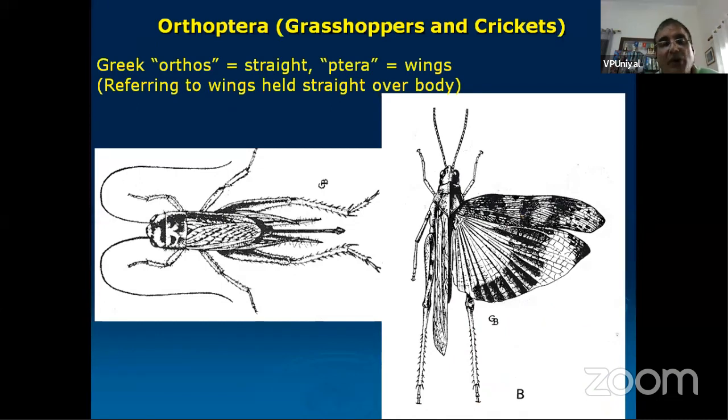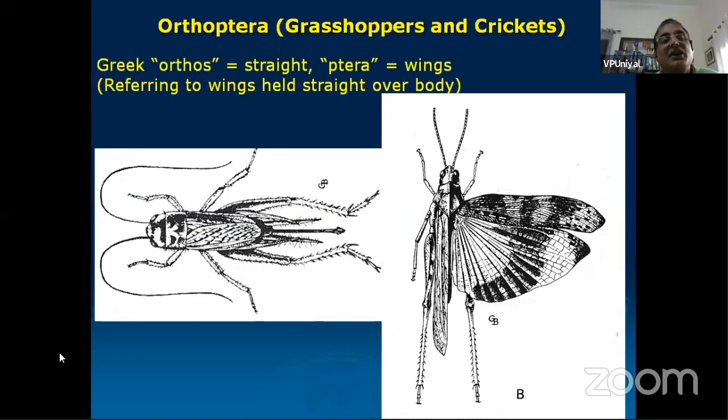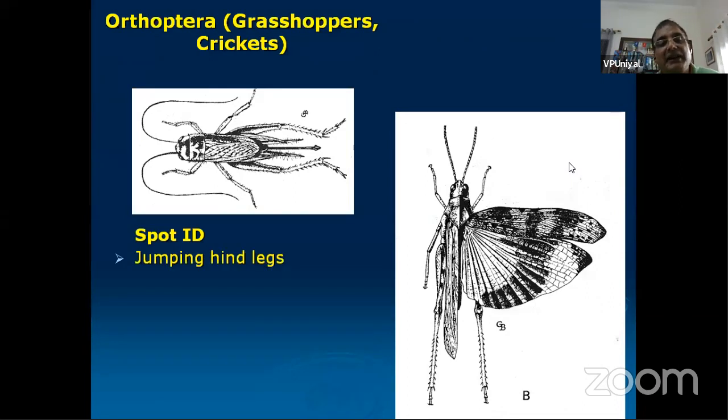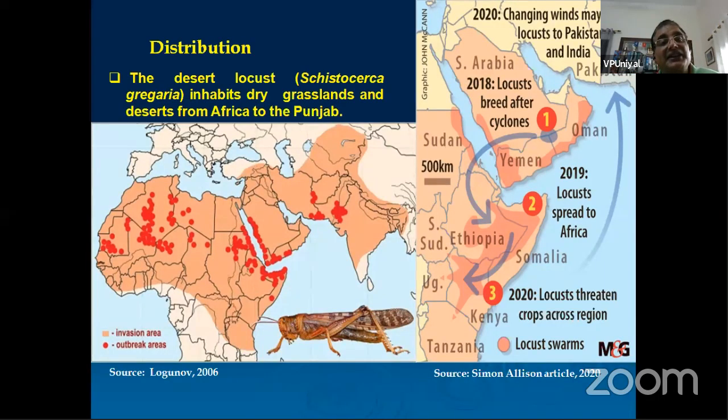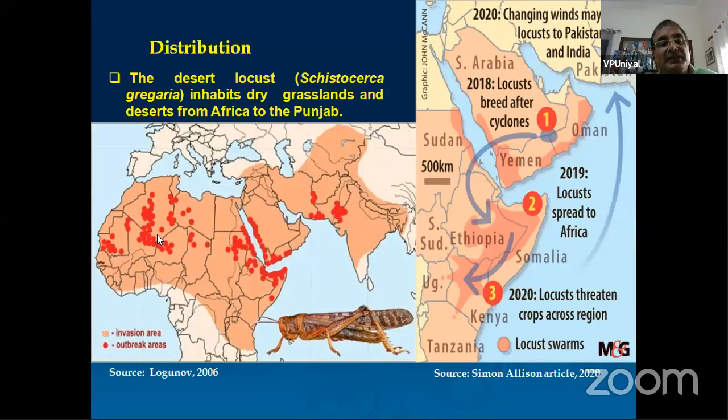This is the easiest method to monitor and identify them: Orthoptera are grasshoppers and crickets. Ortho means straight wings, simply referring to the wings, the body, and the jumping hind legs as identification methods. There is an ovipositor at the end, and this is the distribution of the locust. Generally, you can see how they reach. The locust is distributed in the grassland deserts of Africa, and they reach up to Punjab.